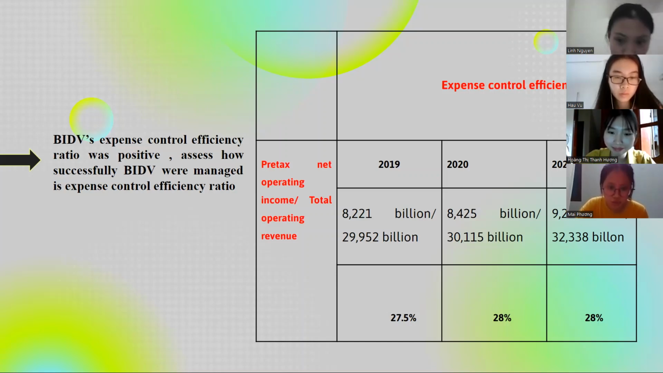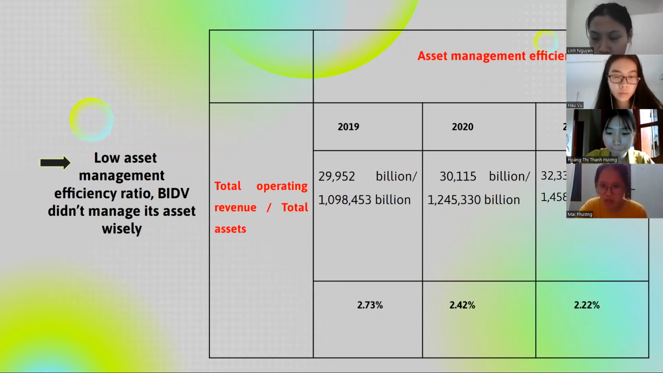And I get 2.73% for 2019, 2.42% in 2020, and 2.22% in 2021. With a low asset management efficiency ratio, BIDV didn't manage its assets well. Therefore, it suffered from inefficient utilization of assets. It is possible that BIDV was operating below its full capacity.